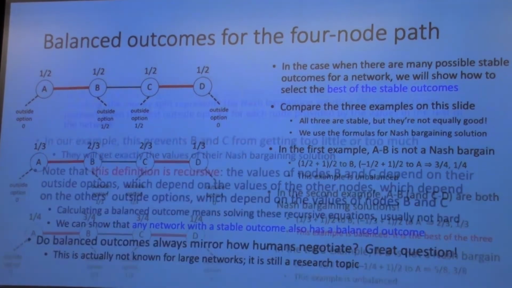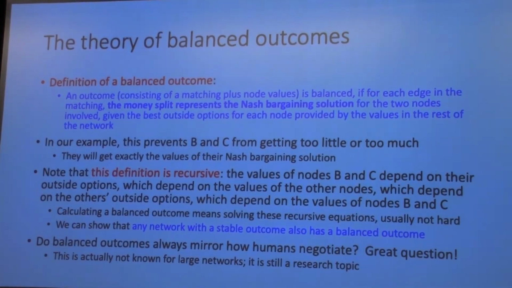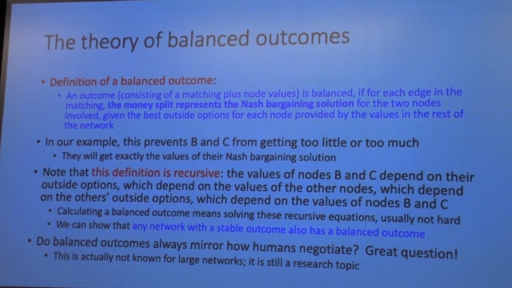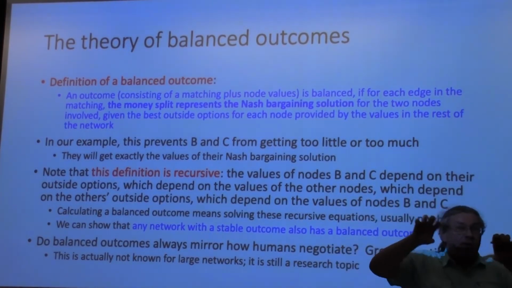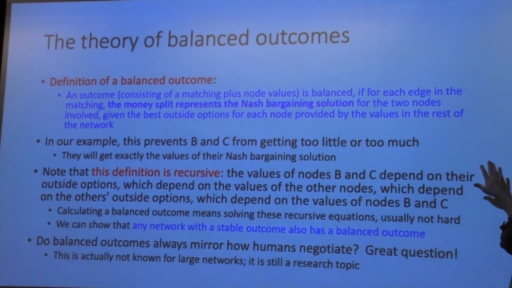And this is the theory of balanced outcomes. A balanced outcome, an outcome is balanced if for each edge in the matching, the money that is split is the Nash bargaining solution for the two nodes, given the best outside options for each node. That means each node feels it's getting a fair bargain. In this example, B and C, the nodes in the middle, the Nash solution means that B and C are happy. They're getting their fair share. Okay, so that's the balanced outcome.